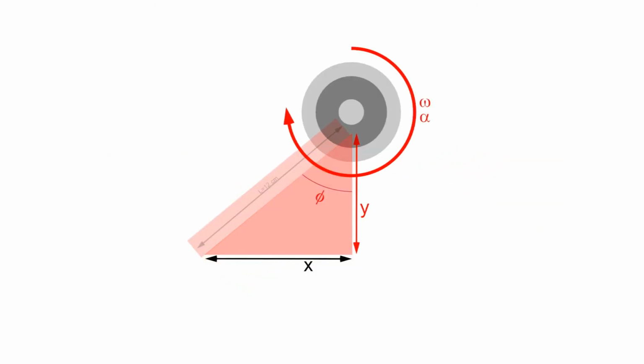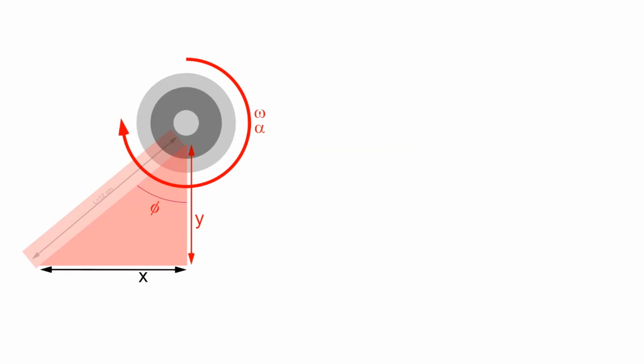Now comes the mathematics part. We start by building the sine and cosine formulas of the triangle. Notice that we don't have information about x, so we are not going to work with the sine formula.